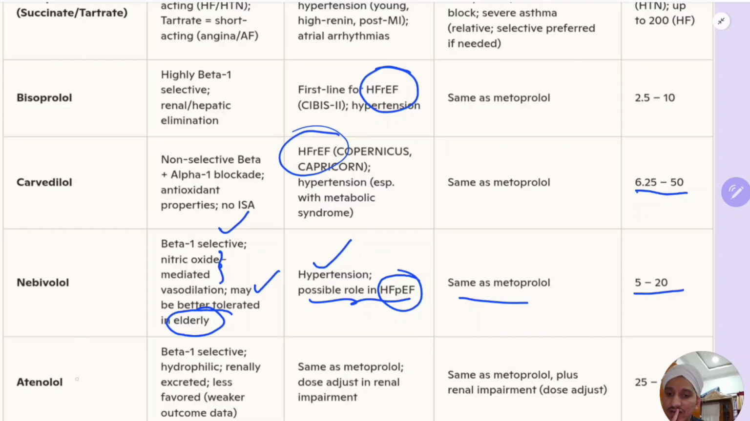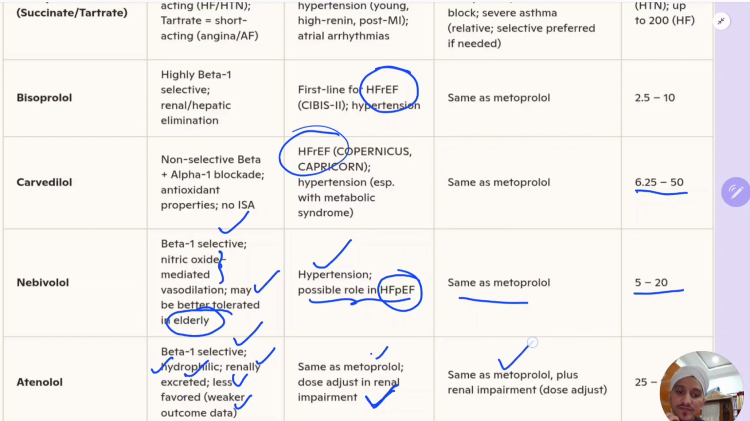The last one is atenolol. This is also beta 1 selective. It is hydrophilic, renally excreted, less favored, with weaker outcome data. So atenolol is nowadays not used. Same as metoprolol indications: heart failure, hypertension, angina, and arrhythmias. Dose should be adjusted in renal failure patients. This is an important point because it is excreted exclusively through the kidney. You should adjust the dose in renal failure.